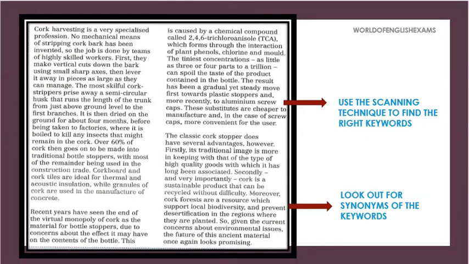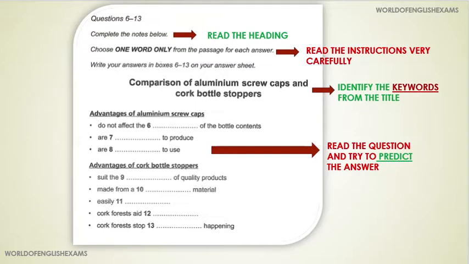Next one. Which has long been associated, since it has been associated for a long time, the image of high quality products is maintained if the cork stoppers are used. Next one. Secondly, and very importantly, cork is a sustainable product. So, what kind of a product is that? Sustainable product. Hence, the answer for the 10th blank, it's made from a dash material. What sort of a material is it made from? It is made from a sustainable material. So, the answer for the 10th blank is sustainable.